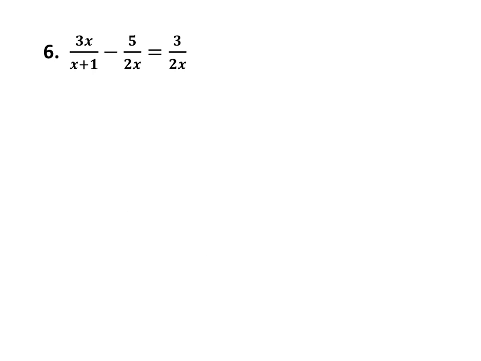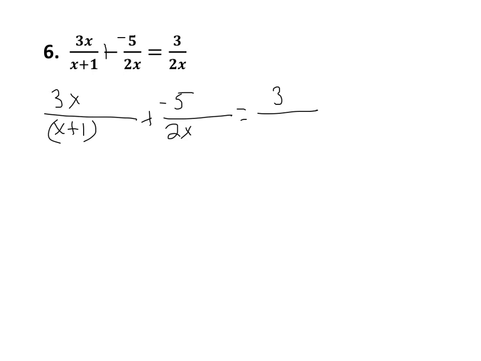Okay, so again, set it up and don't forget we have this minus here. So remember, change that to plus the negative. So you have 3x over x plus 1 plus negative 5 over 2x equals 3 over 2x.